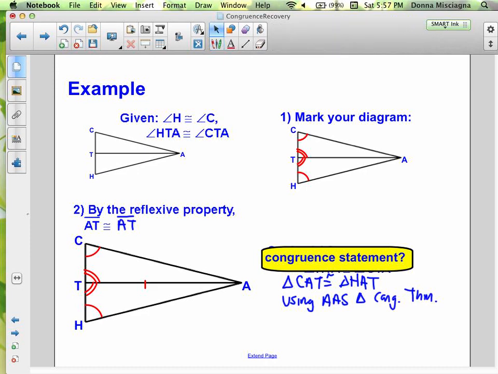Okay. Now we might have another congruence statement there, right? Because so long as I match up the corresponding parts, I could name this different ways. I chose triangle CAT congruent to triangle HAT. Let's see what this one says. This one has triangle HTA congruent to triangle CTA. But you can see that H and C are matched, T and T are matched, and A and A are matched. So those are both correct.